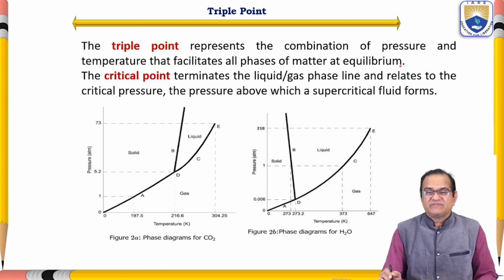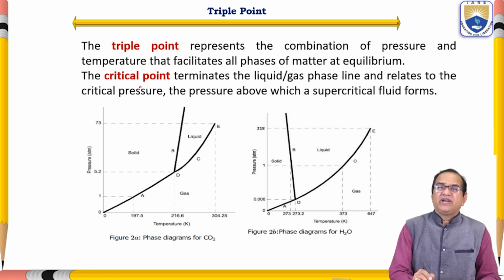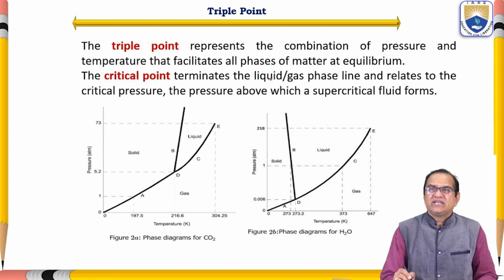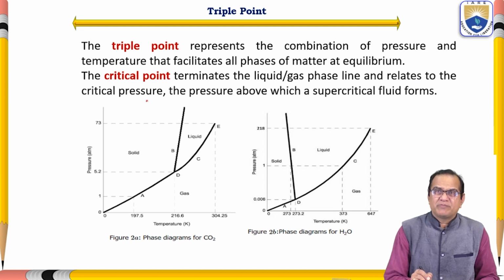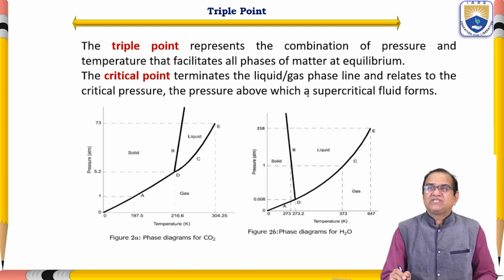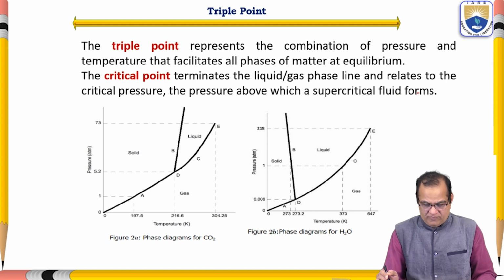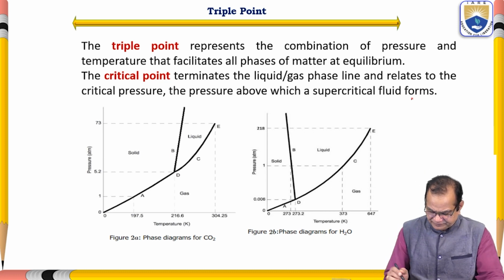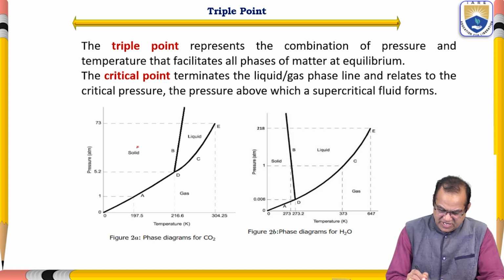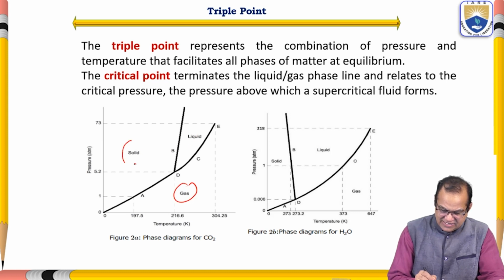The critical point terminates the liquid and the gas phase line and relates to the critical pressure, the pressure above which a supercritical fluid forms. If you see the phase diagram here, we have the solid, we have the liquid, and here we have the gas, and all of these are present at this point. So this is called the triple point.